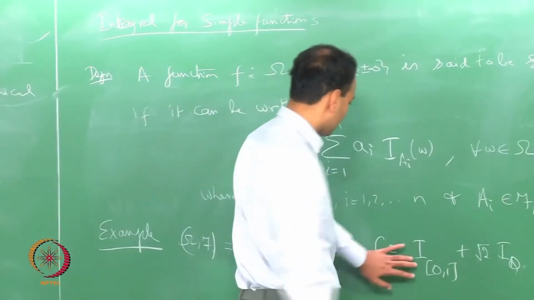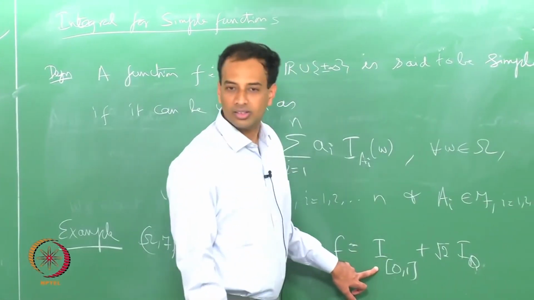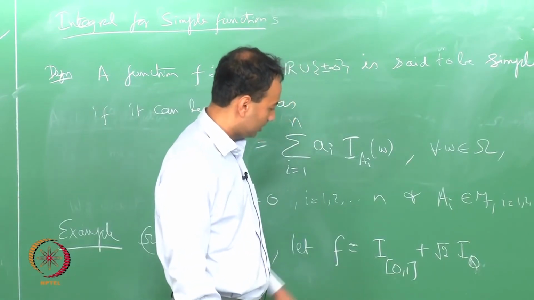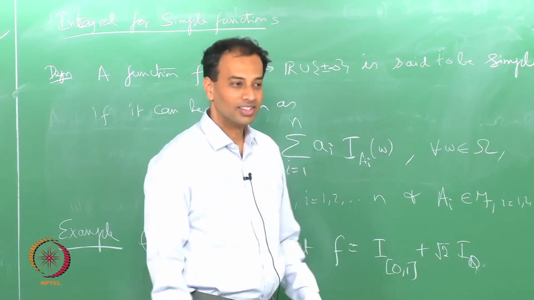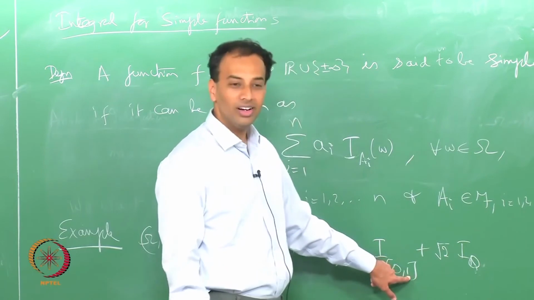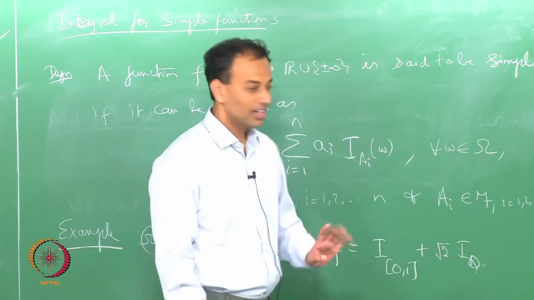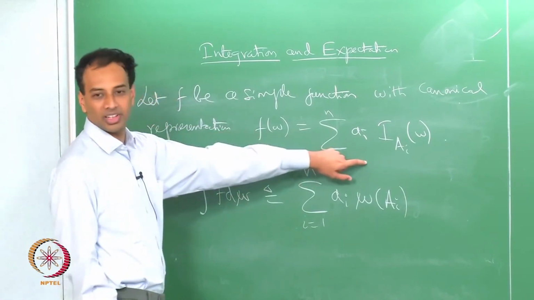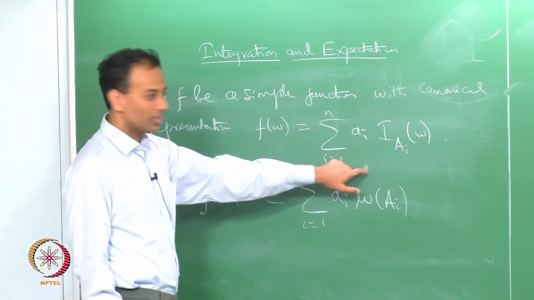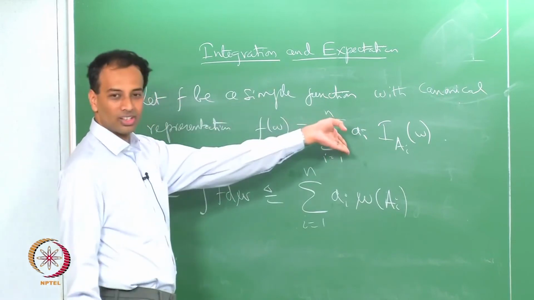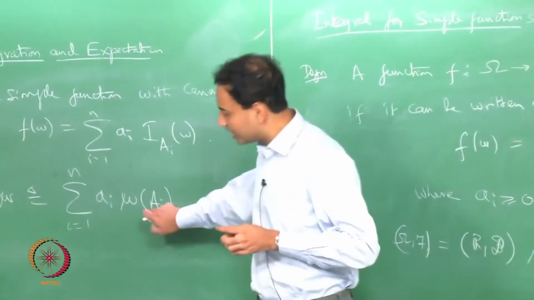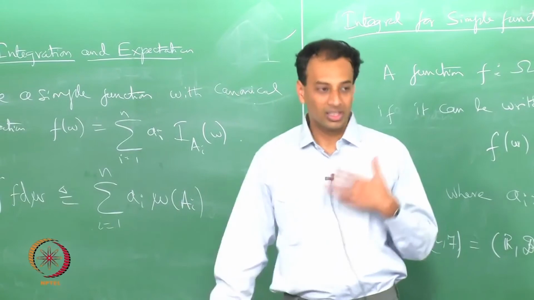So, if you integrate this function with respect to Lebesgue measure, what will you get? You will get 1 plus 0, right. One thing you should note is that this integral does not really depend on whether you have a canonical representation or not. I have said that f has some canonical representation, but it does not matter. Even if you do not have a canonical representation, the integral's value will be the same.